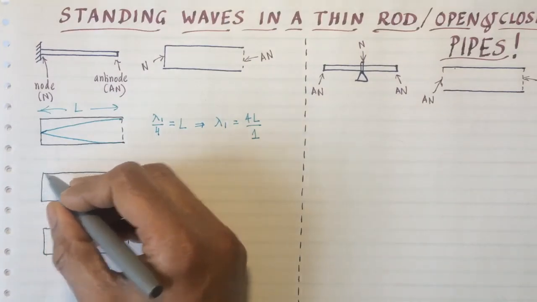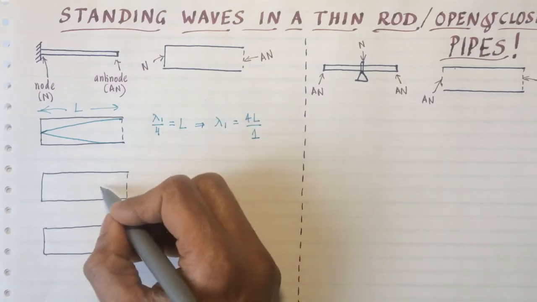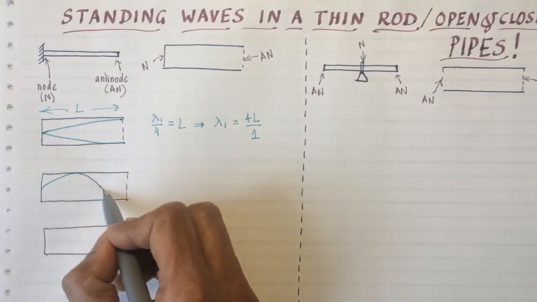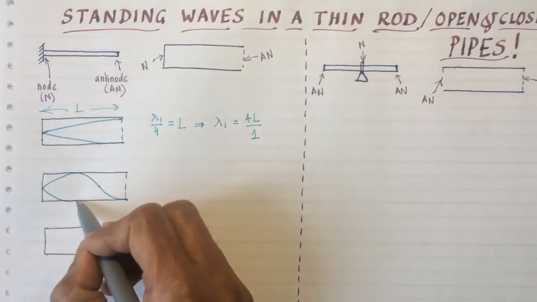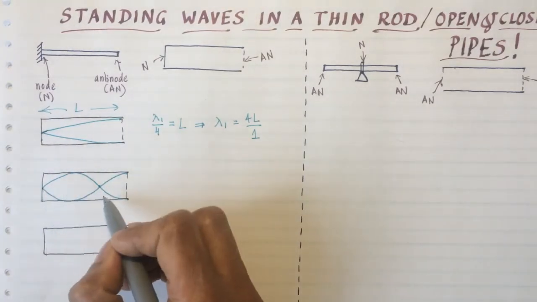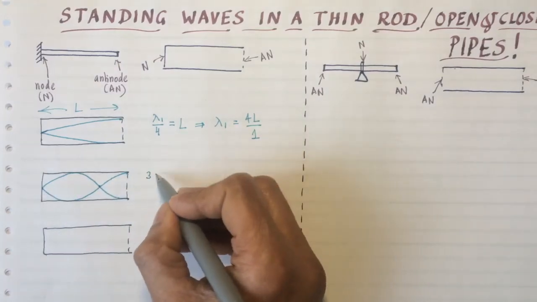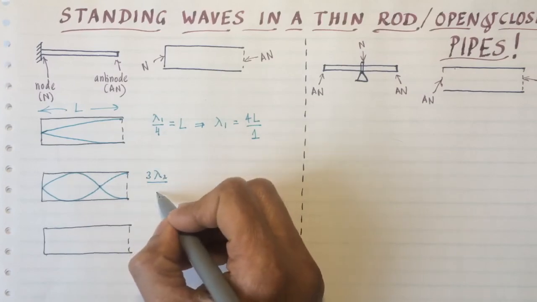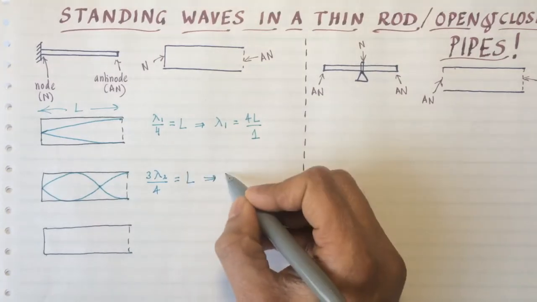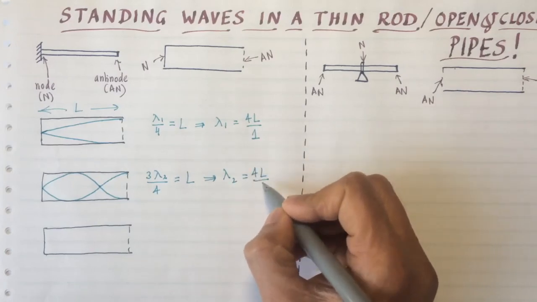The next possibility is for us to have, this end has always got to be an antinode, so the only way that can happen is if there's a node somewhere here. So you'll get a tadpole-like wave. Well, that's got a lambda over 2, which is a full loop, plus half a loop. So lambda over 2 plus lambda over 4, and that's 3 lambda over 4. I'll call it 3 lambda 2 over 4 equals L. And that means lambda 2 is equal to 4L over 3.